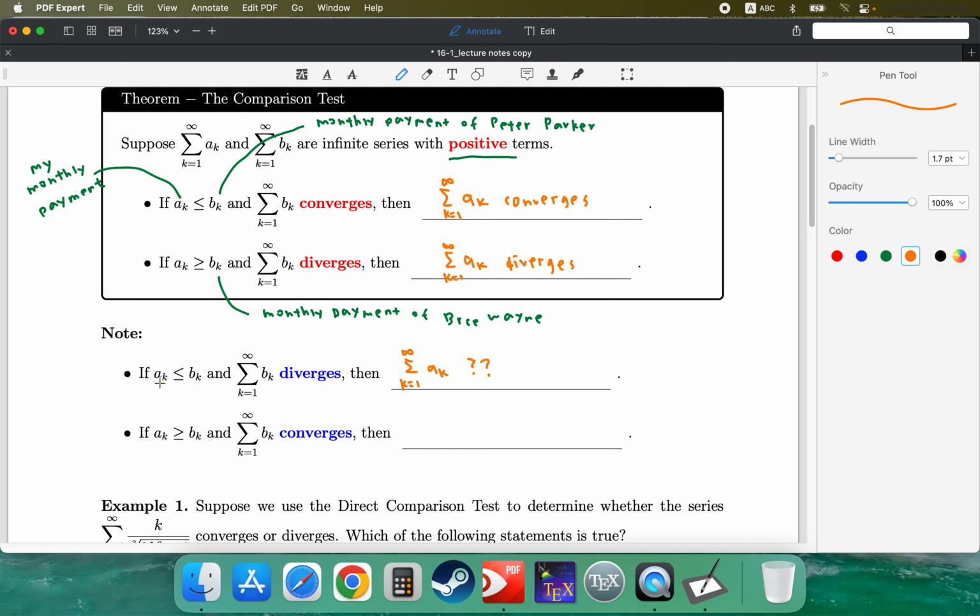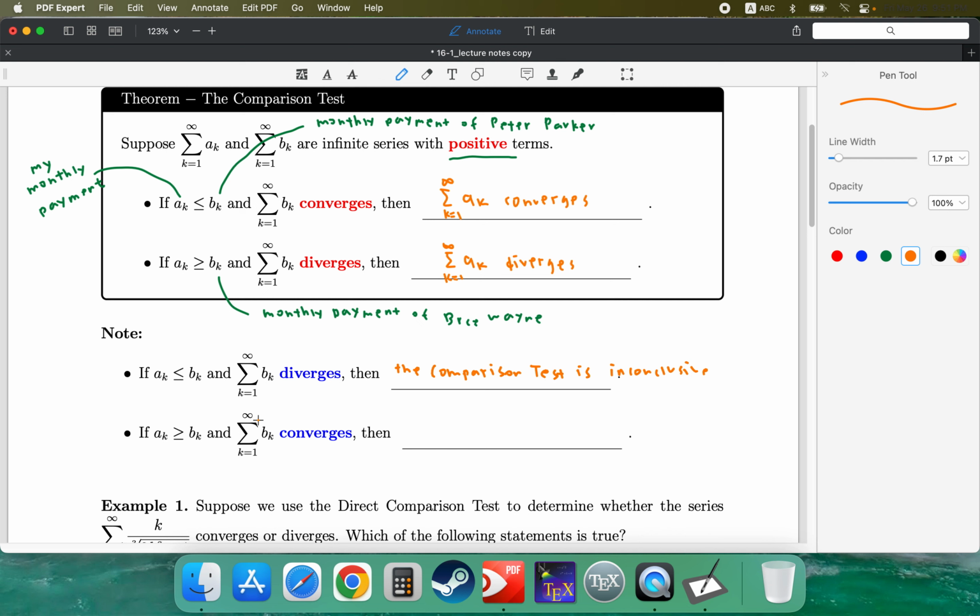Okay, so again, if I earn less than Bruce Wayne, and I know Bruce Wayne is rich, then do you know how much I make? No, right? Because to be honest, everyone earns less than Bruce Wayne, right? Okay, so right here, the comparison test is inconclusive because it cannot tell us any information.